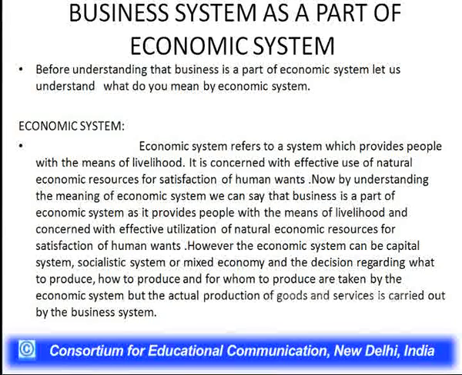Now, by understanding the meaning of economic system, we can say that business is a part of economic system. How? As it is effectively utilizing or converting the natural economic resources for the satisfaction of human wants by providing them goods and services according to their tastes and preferences. However, the economic system of any country can be a capitalist system, socialistic system, or mixed economy. And the decisions regarding what to produce, how to produce, and for whom to produce are taken by the economic system. But the actual production of goods and services is carried out by the business system only.